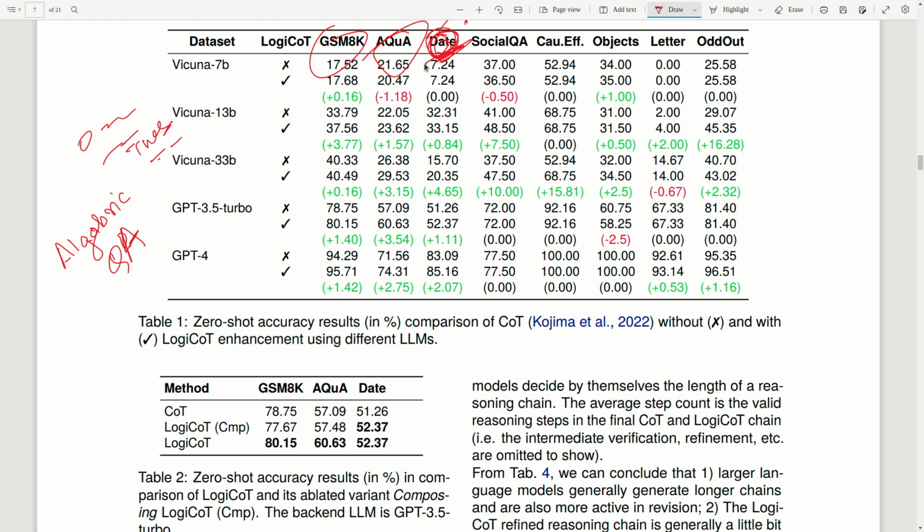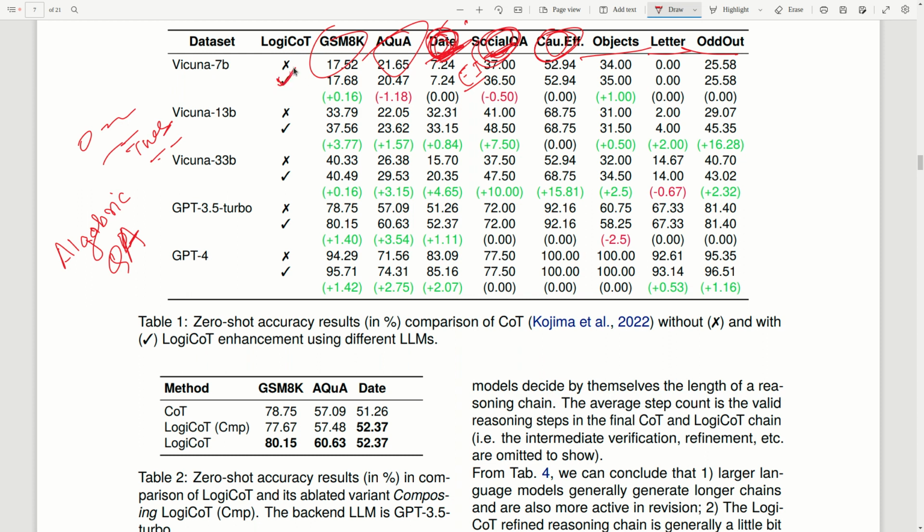Causal inference tasks test cause and effect, and this data set was used for emotional intelligence. Social Q&A was used to check emotional intelligence, and next, these other odd-one-out and later objects data sets are used. So these are the models on which they tested this logical chain of thought framework.